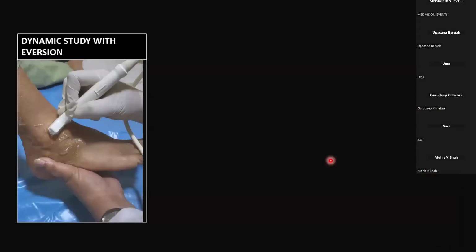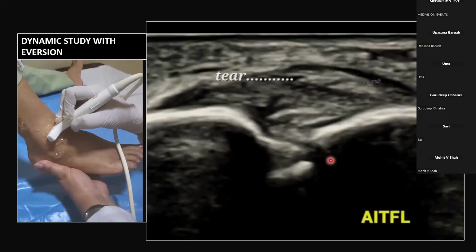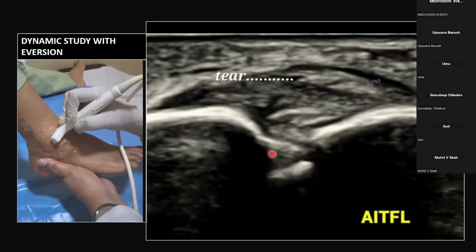And we do the eversion study like this. We can grab the calcaneum and do the eversion, and we can scan at the same time with the other hand. And then we can see some irregular tear line passing through the ligament, and there is also extravasation of fluid outside the ligament.